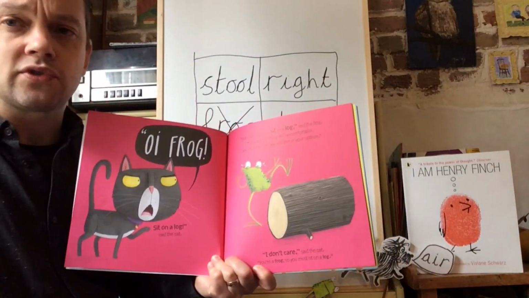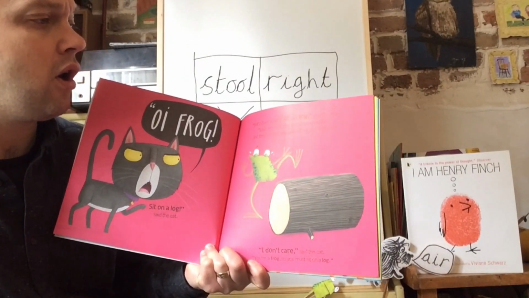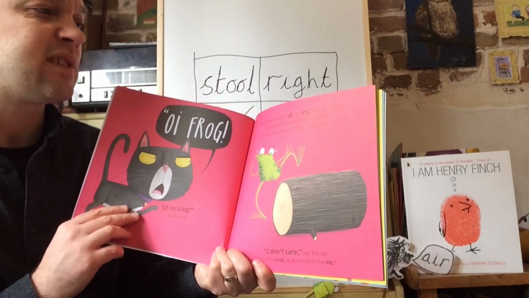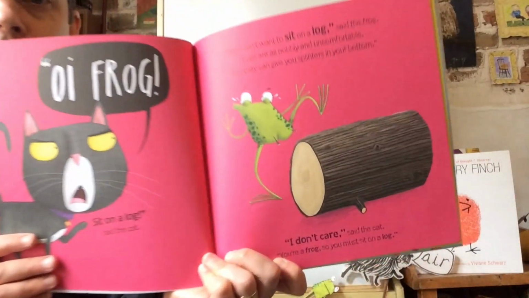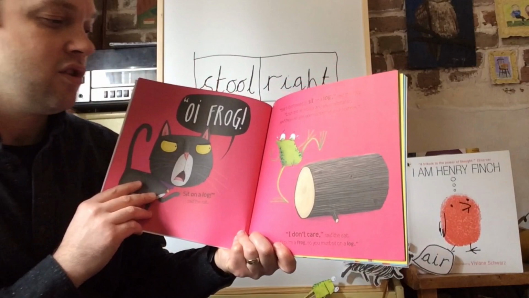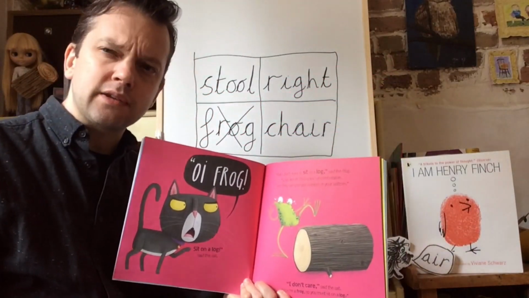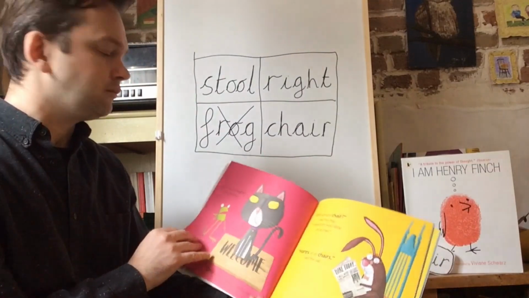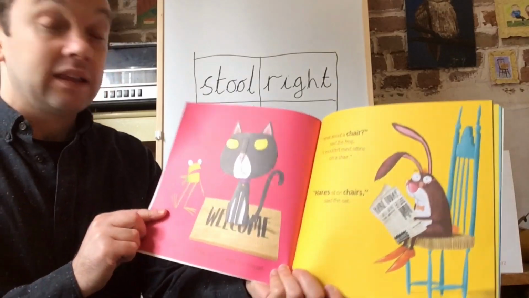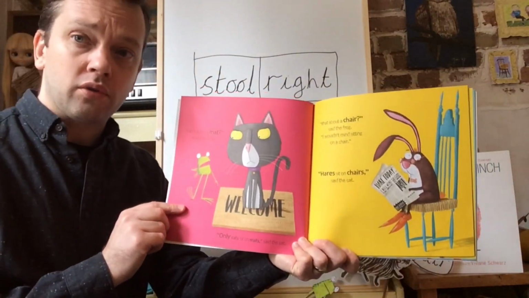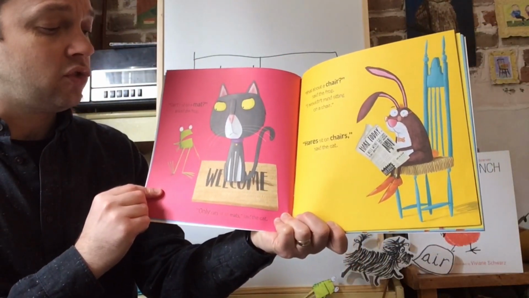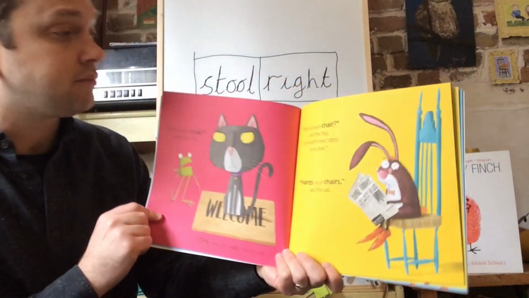But I don't want to sit on a log, said the frog. Logs are all knobbly and uncomfortable. And they give you splinters in your bottom. Oh dear. I don't care, said the cat. You're a frog, so you must sit on a log. Have we had any more words yet? Don't think so. Can I sit on a mat? Asked the frog. Only cats sit on mats, said the cat.